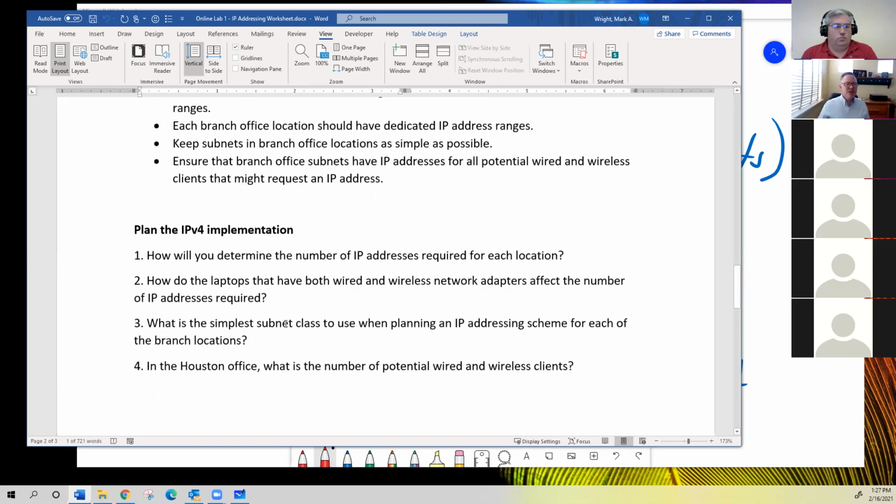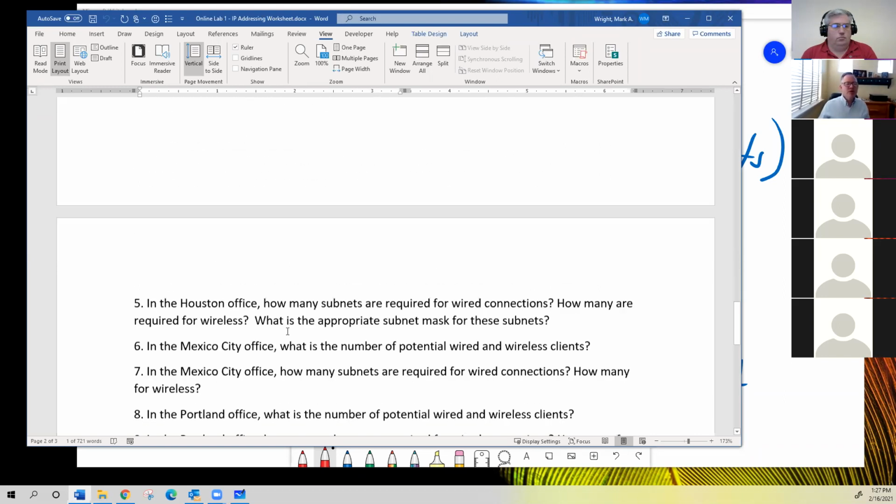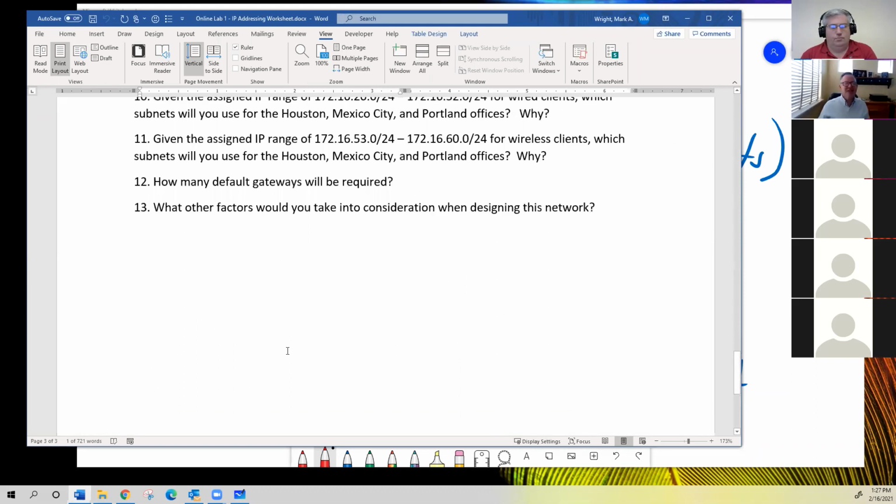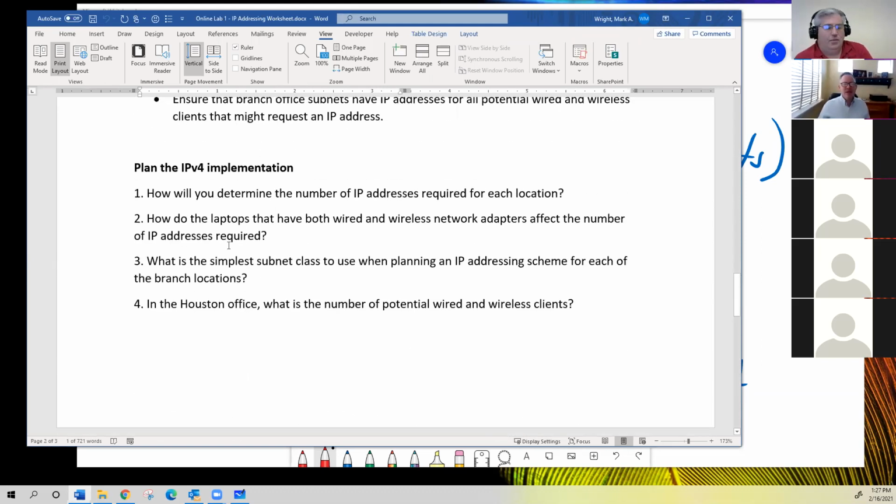So here's your questions, 1 through 13. This is the end of it right here. You just need to answer these 13 questions. Okay, let's start with number 1 here. How will you determine the number of IP addresses required for each location? So how are we going to determine that?